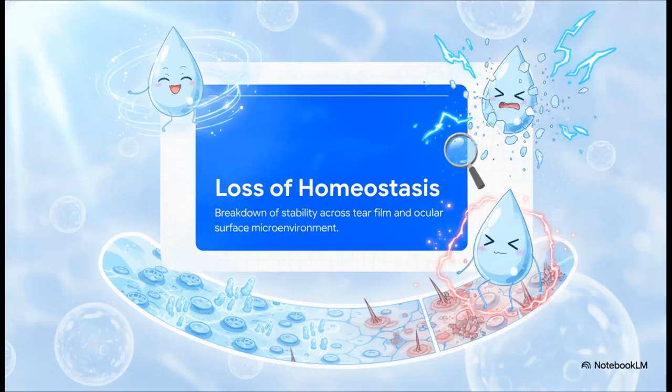Now, a major addition to this definition is the phrase loss of homeostasis, basically the breakdown of stability and balance. DEWS 3 updates our recognition that this loss applies not just within the tear film itself, but across the entire ocular surface microenvironment. Understanding this core concept of homeostatic loss is absolutely crucial before we can start looking for the physical, microscopic markers of the disease in the clinic.